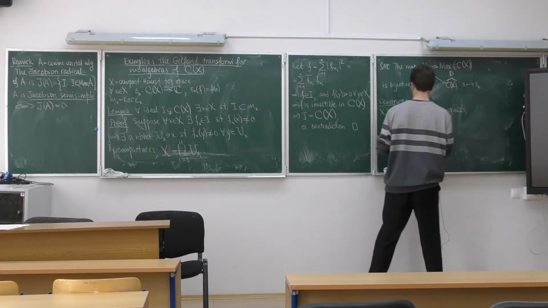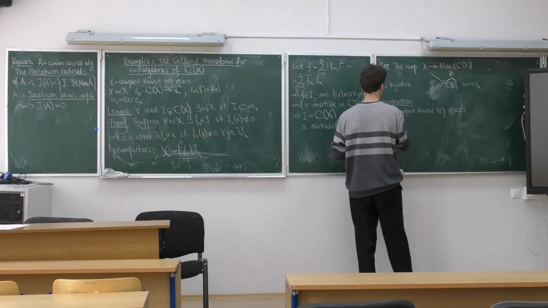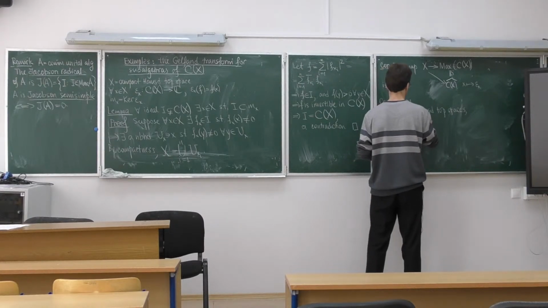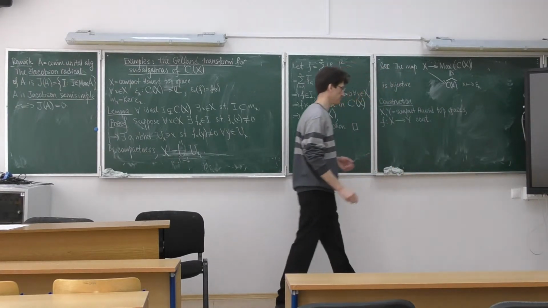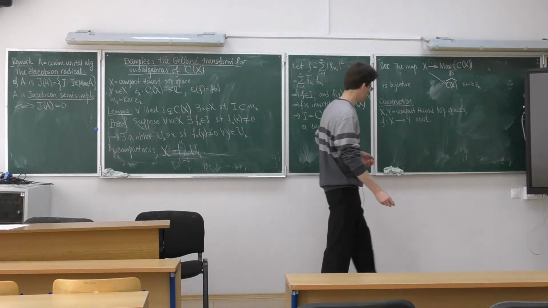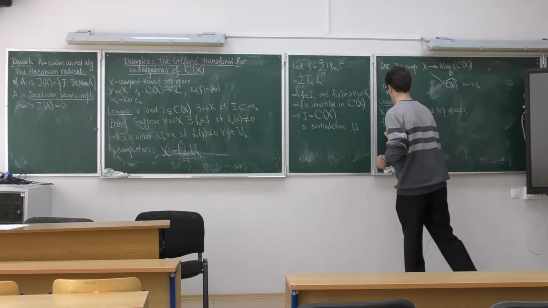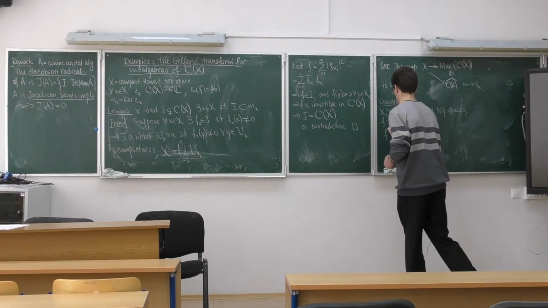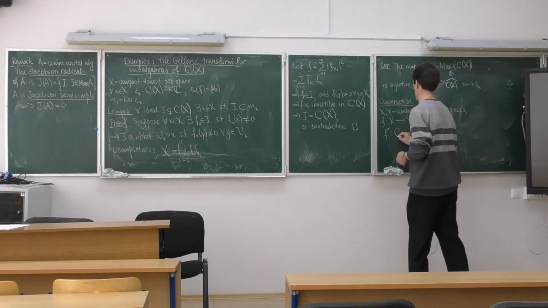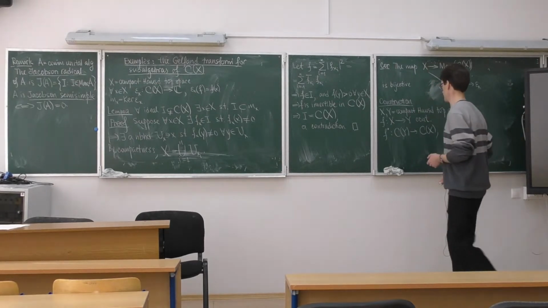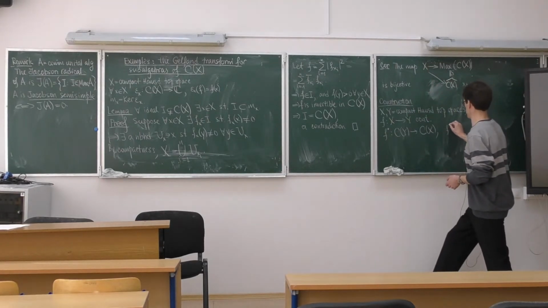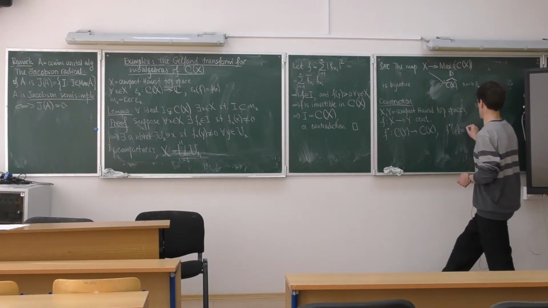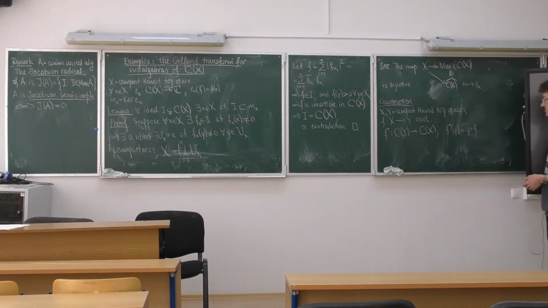And suppose that F is a continuous map from X to Y. Then we can consider the induced map, let's denote it by F dot, from C of Y to C of X, given by the following formula. If phi is a continuous function on Y, we can just consider the composition of phi and F, and this will be a continuous function on X.